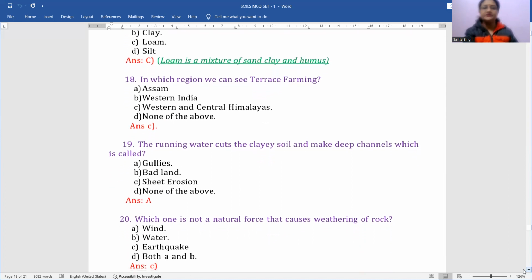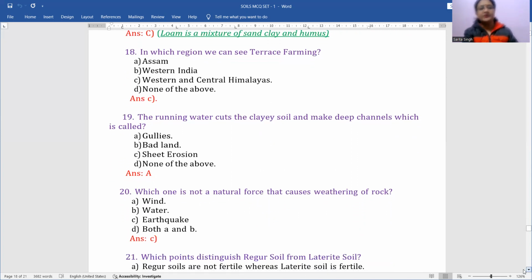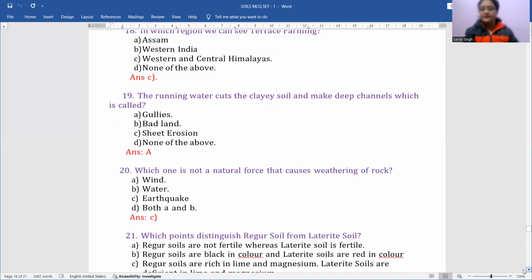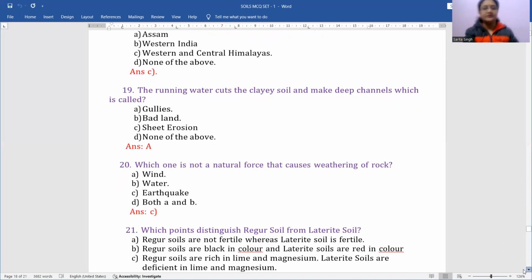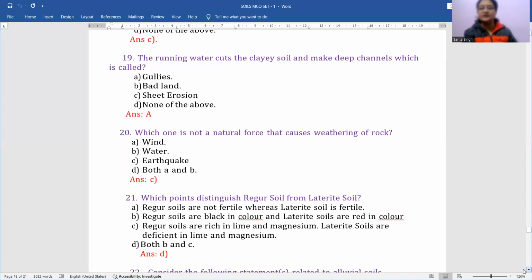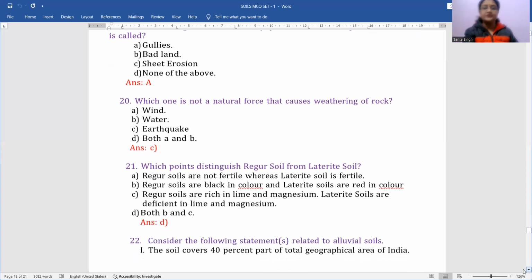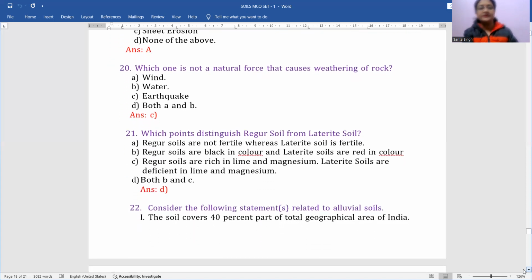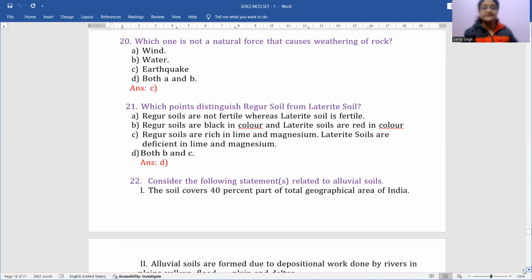Okay, in which region we can see terraced farming? Over the slopes, western and central Himalayas, right? Acha, next hoga, the running water cuts the clay soil and make deep channels, which is called gullies. Okay, which one is not a natural force that causes weathering of rock? इसमें हो जाएगा earthquake. Yeah, because it is not a natural force which causes weathering.